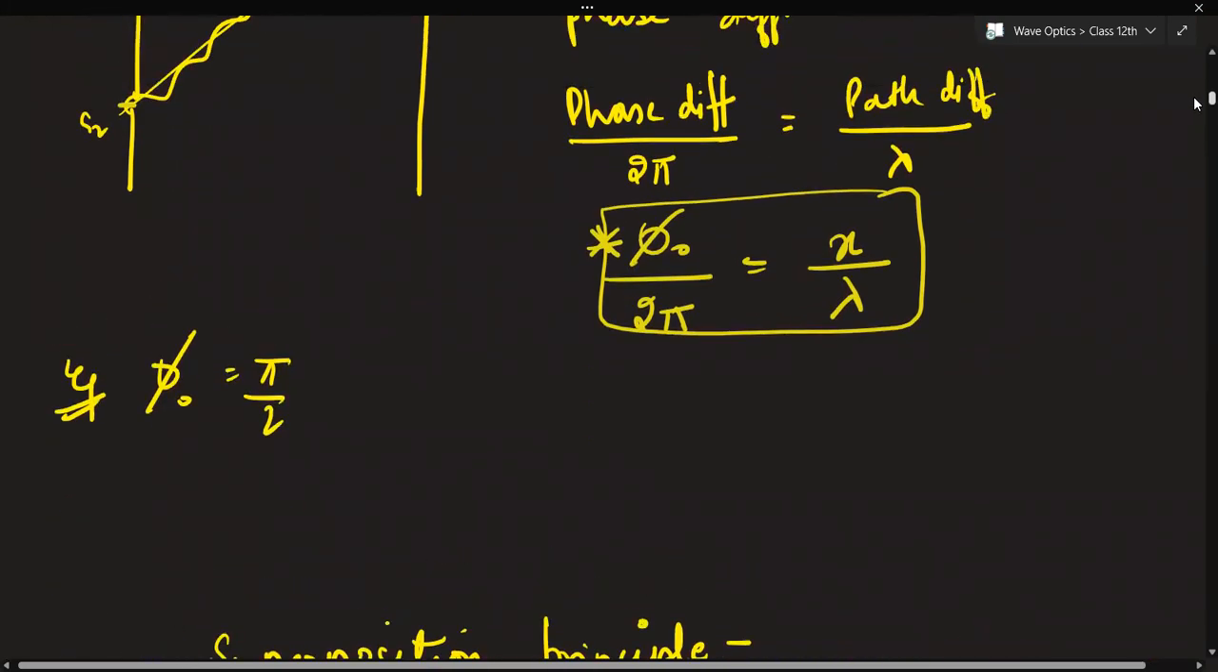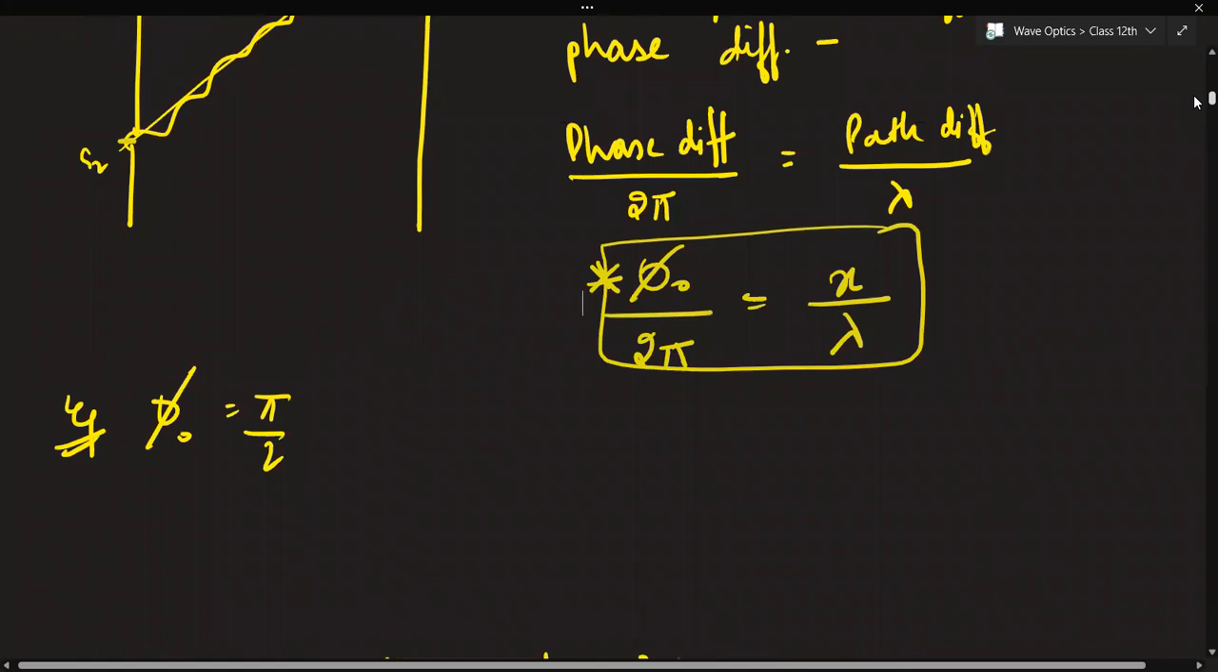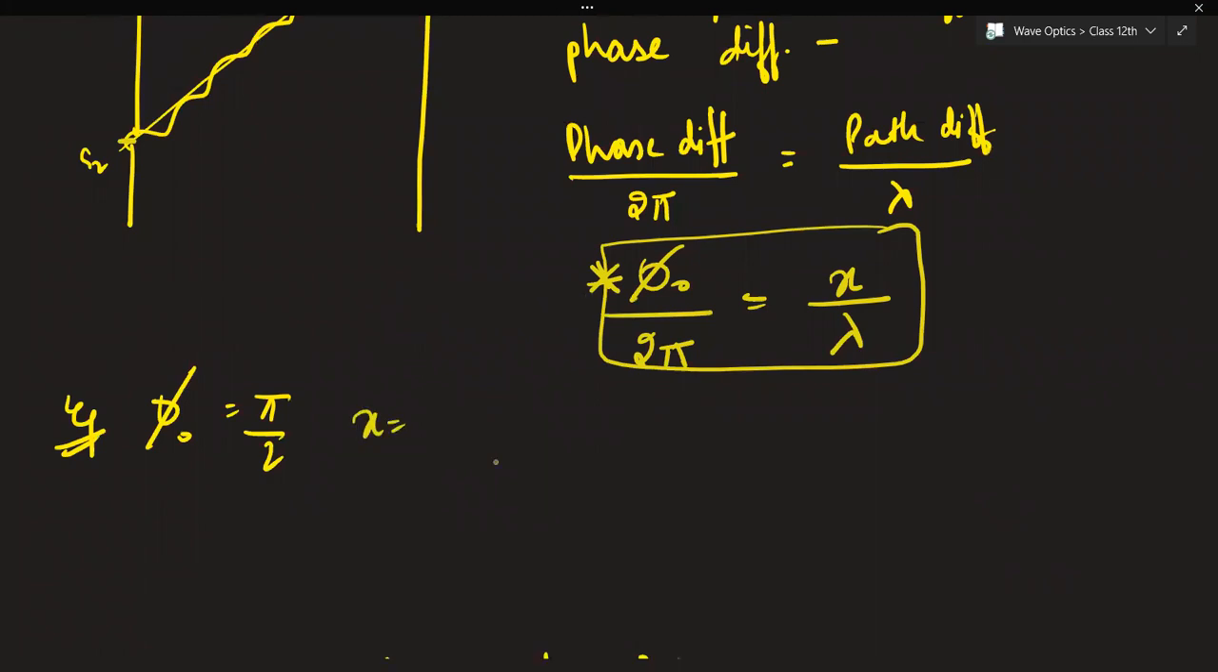For example, phi naught, the phase difference, is pi by 2, and you are asked to calculate the path difference. Phase difference you know, pi by 2. Path difference you are asked to calculate. So what should the path difference be? We have just seen phi naught by 2 pi is equal to x by lambda. Put in the value of phi naught, that is pi by 2.